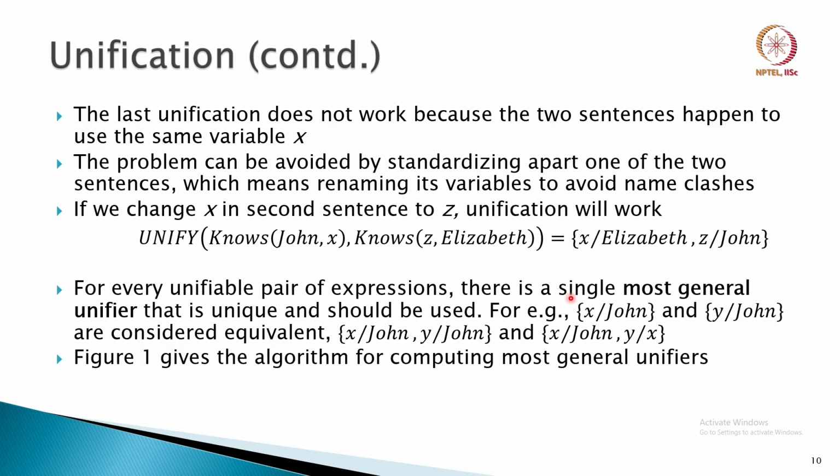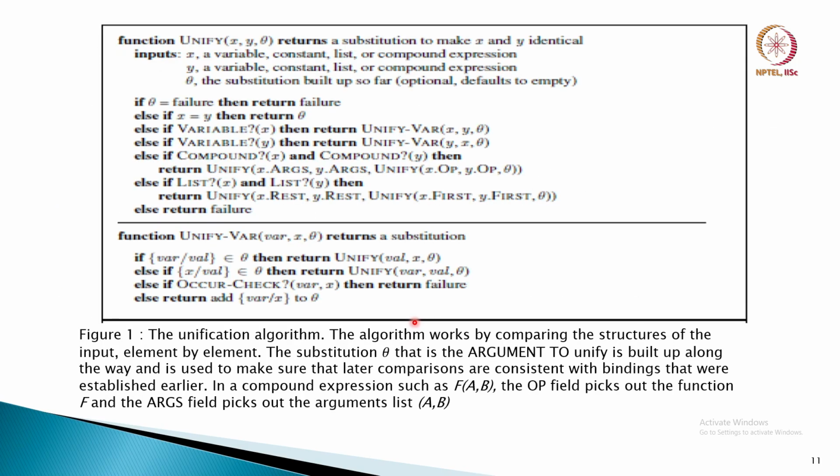So you find the single most general unifier, and what you can use. For example, X is John and Y is John are considered equivalent to X is John and Y is X. So the algorithm for unification is given over here. It can be seen here what has been done.